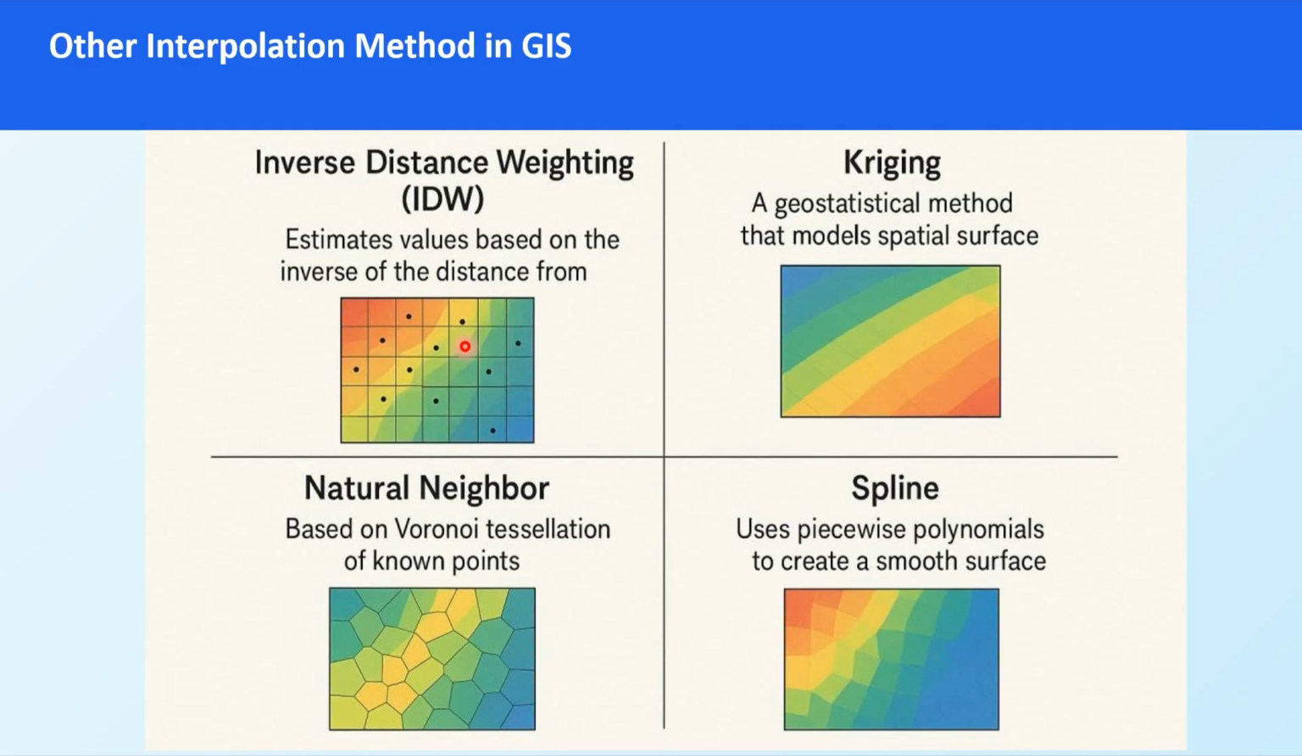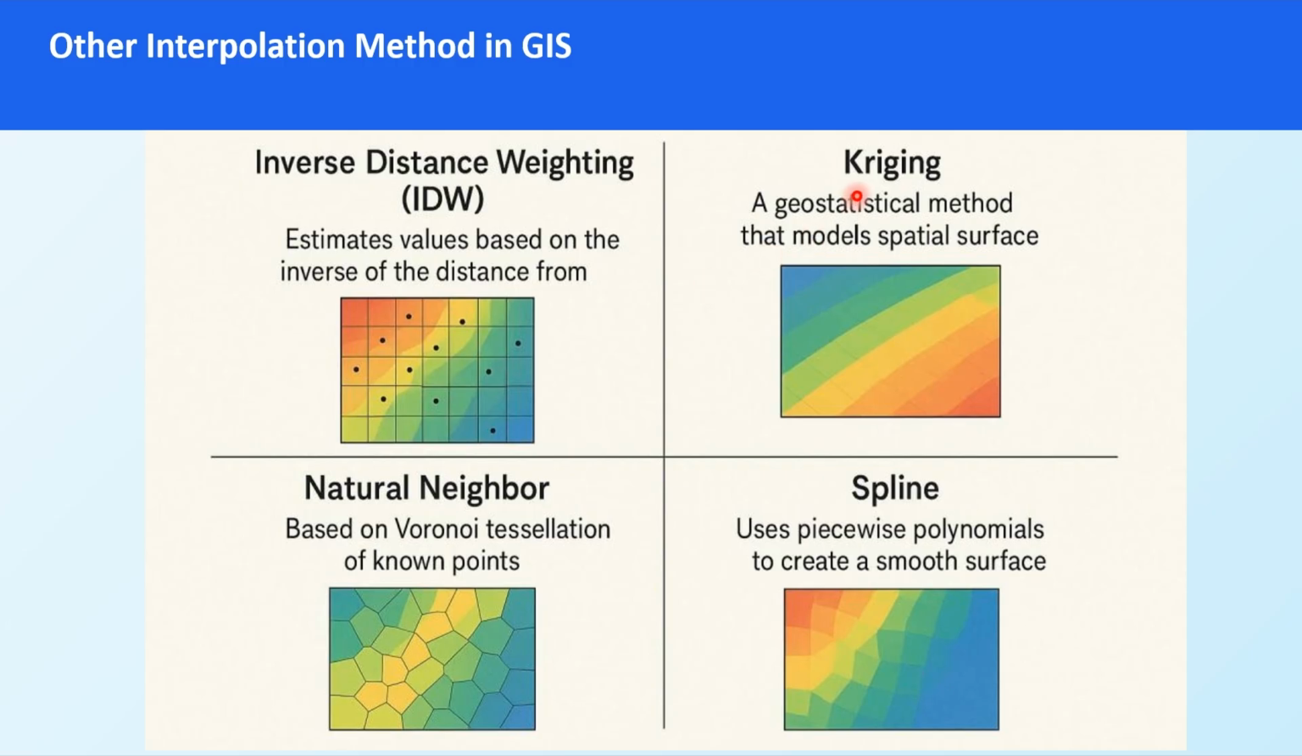For example, if we calculate the distance of this particular area from this point and from this point, we come to know that this point has the least distance, this one has a much bigger distance, and this particular point is very far. So it will take the weight of each point based on the inverse proportion of its distance.